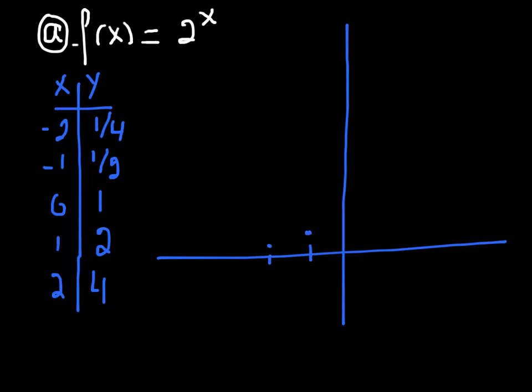At negative 1 is going to be a half. At 0 is going to be 1. At 1 is going to be 2. And at 2 is going to be 4. This is the exponential growth function.